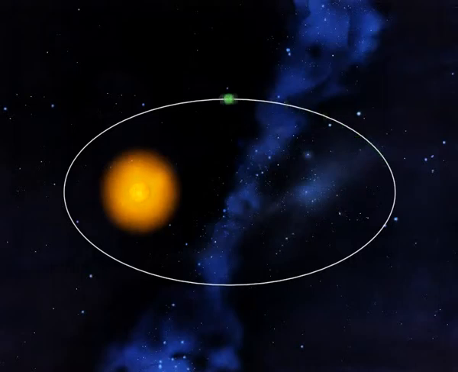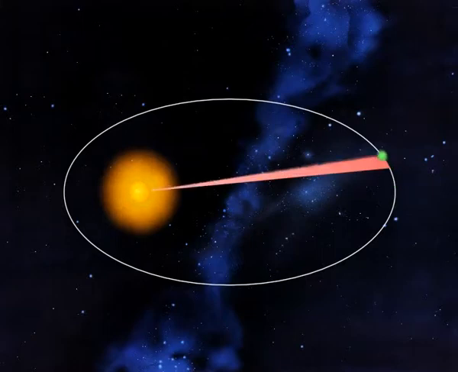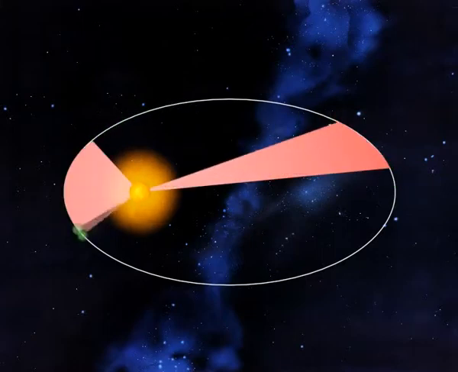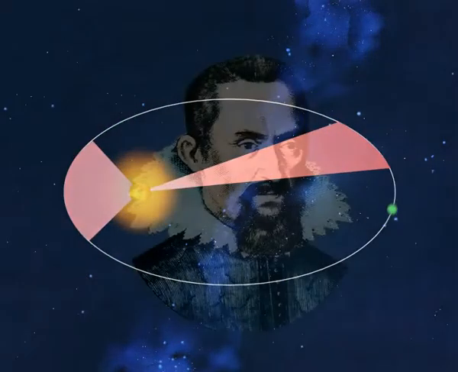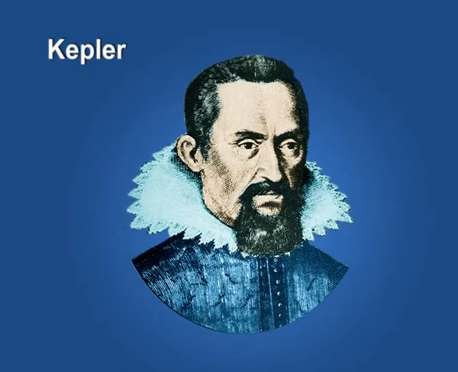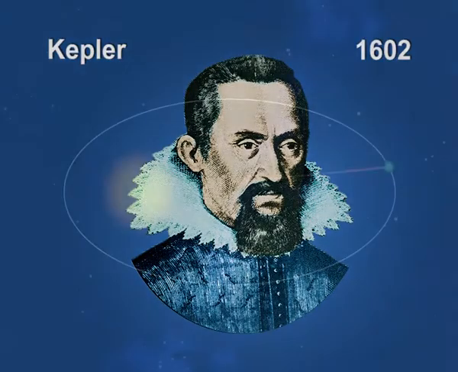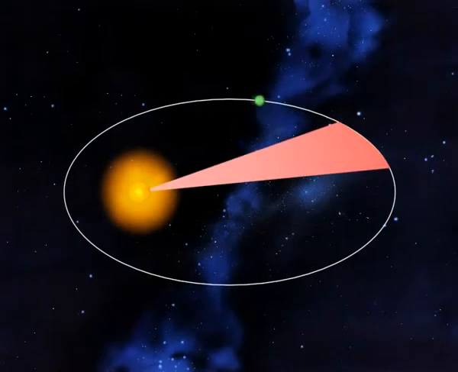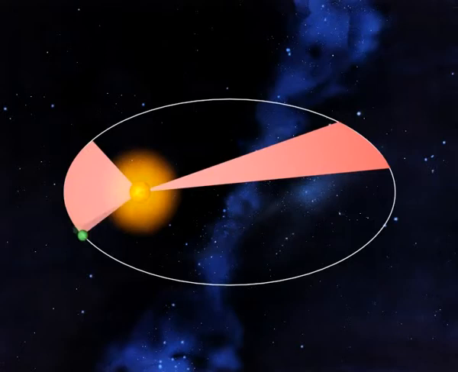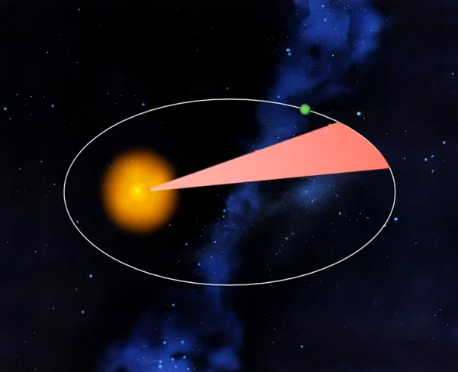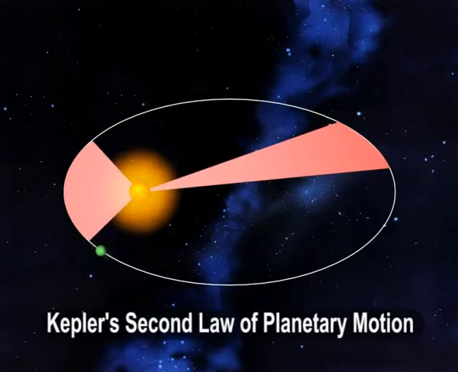The constant angular momentum is found to lead to the constant aerial velocity. It is exactly what Kepler predicted about planetary motion in 1602, which means that the line joining the planet to the sun sweeps out equal areas in equal intervals of time. It is known as the Kepler's second law of planetary motion.